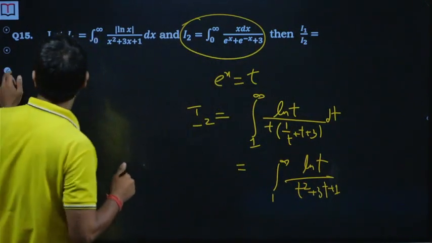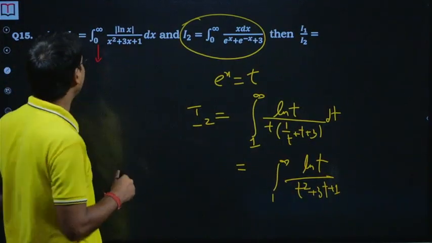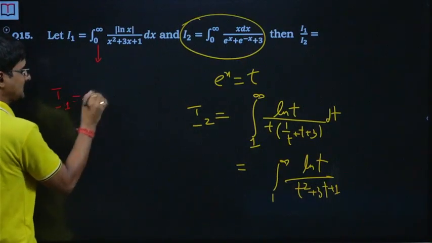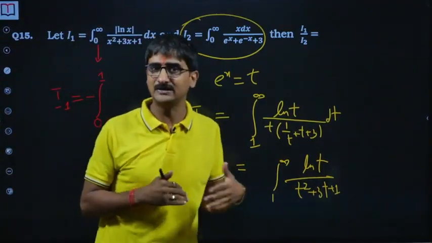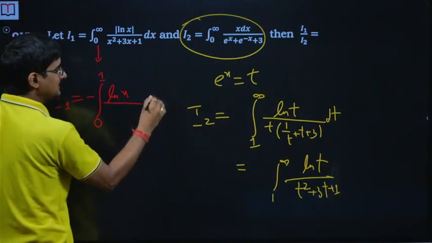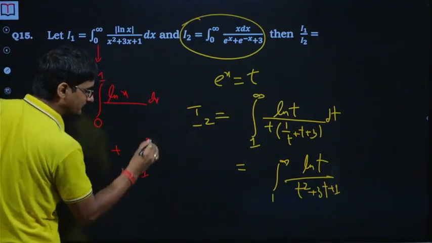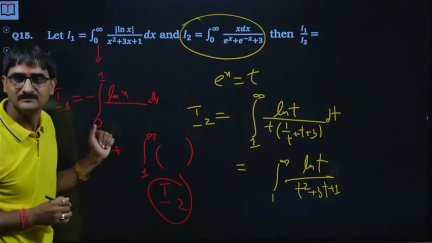Okay, but see, the point here is this is from 0 to infinity, but there is mod of ln x also. So I will write I1 as minus 0 to 1, because from 0 to 1 ln x is negative. So I will replace mod ln x by ln x dx and then plus 1 to infinity. Now this is nothing but I2. What about this?